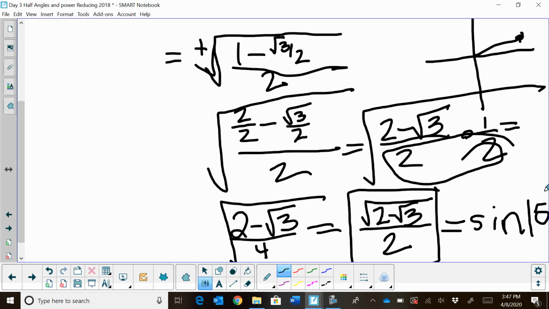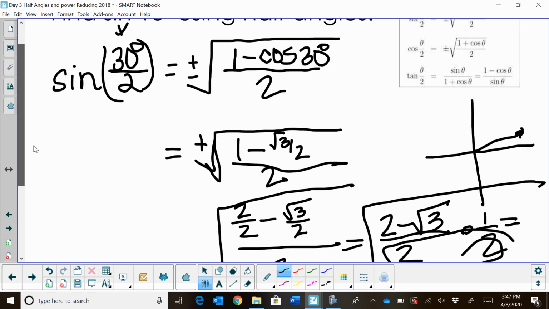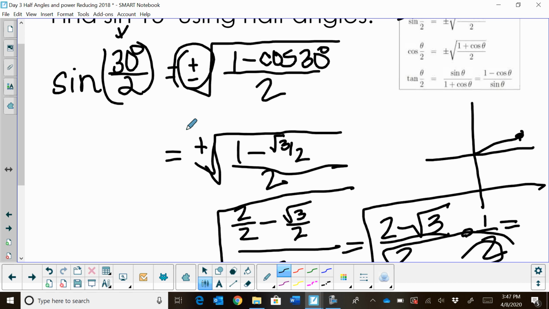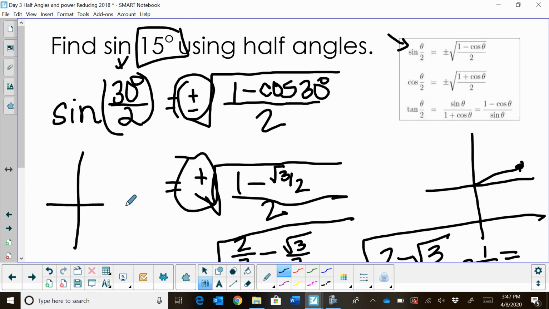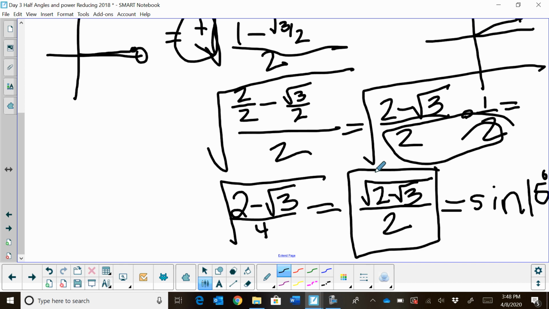Now, I did kind of skip a step, so let's go back and talk about it. This could be a positive or a negative. So what we want to do is look at the angle 15. 15 we know is in quadrant 1, so it's between 0 and 90. It's right here, half of 30. And we know sine is indeed positive in that quadrant. So our final answer, when we go to simplify this, is a positive. I'm not going to write it, but that's how we decide to use the positive or negative outside the radical.